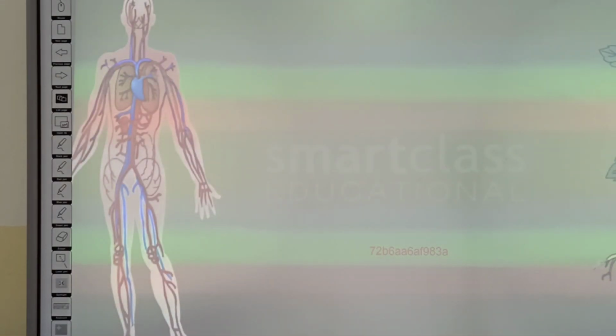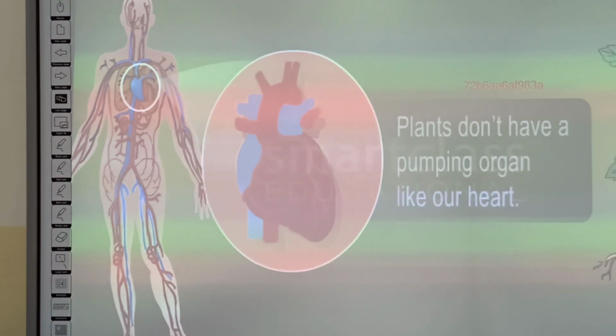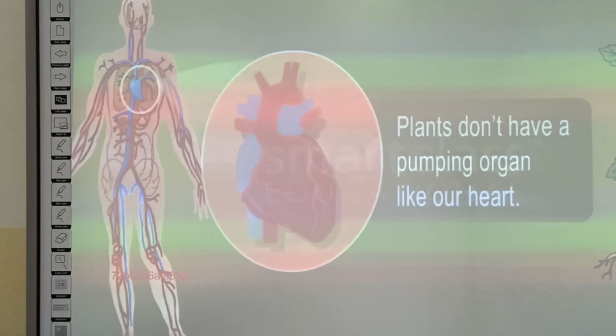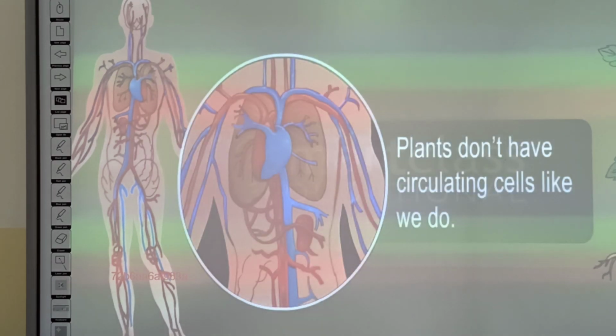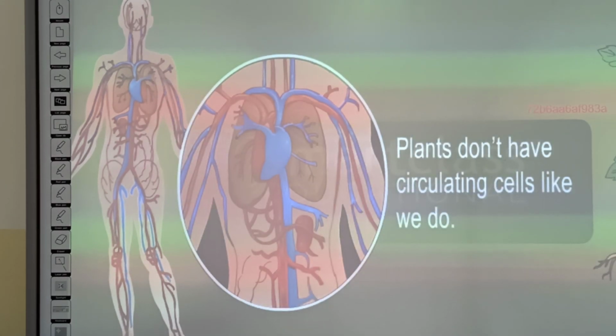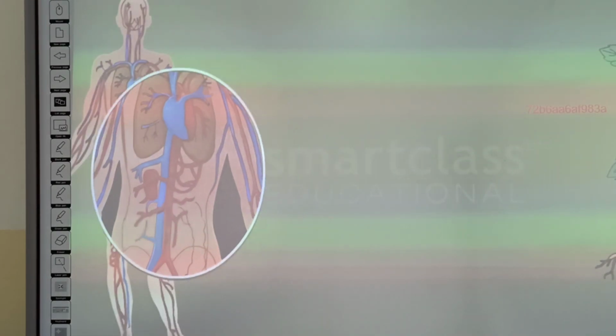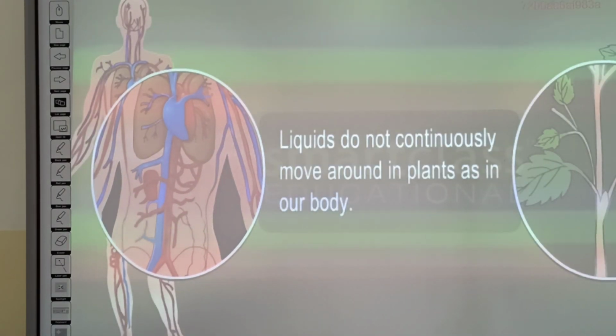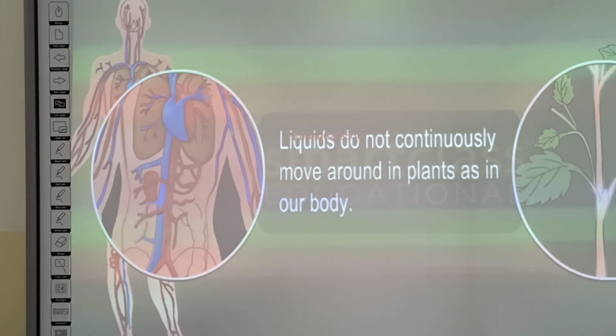Now that you're aware of the importance of the transport system in plants, let us also briefly understand the important differences between the human circulatory system and the transport system in plants. First, plants don't have a pumping organ like a heart. Second, plants don't have circulating cells like we do. Third and last, liquids do not continuously move around in plants as in our body. So that's how the transport system in plants differs from that in us. Interesting, isn't it?